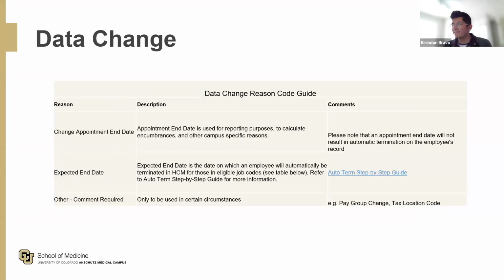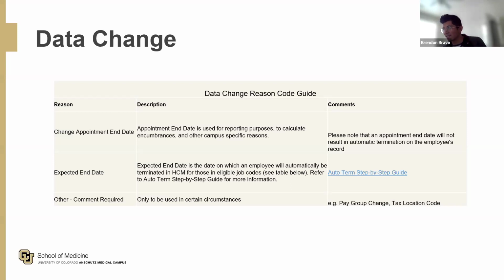And then the last thing we have for our reason codes is our data change. So we have change in appointment end date, expected end date, and other. The change in appointment end date is if you have an appointment end date and they're actually not supposed to be ending at that time anymore, so you have to change it. For those ones, we see it sometimes with students who are supposed to be ending at a certain time.